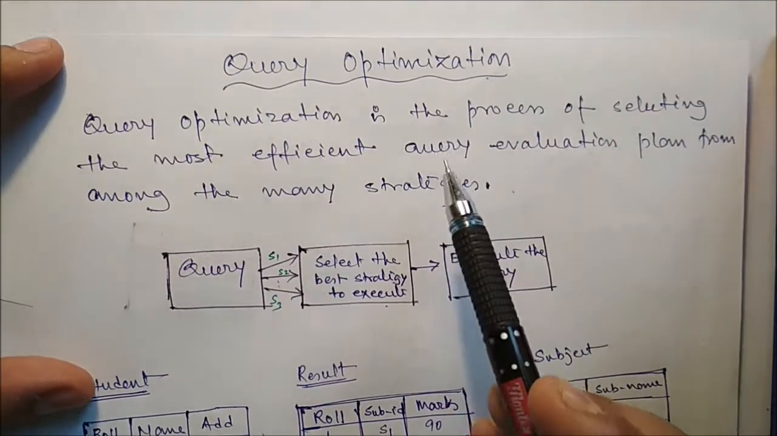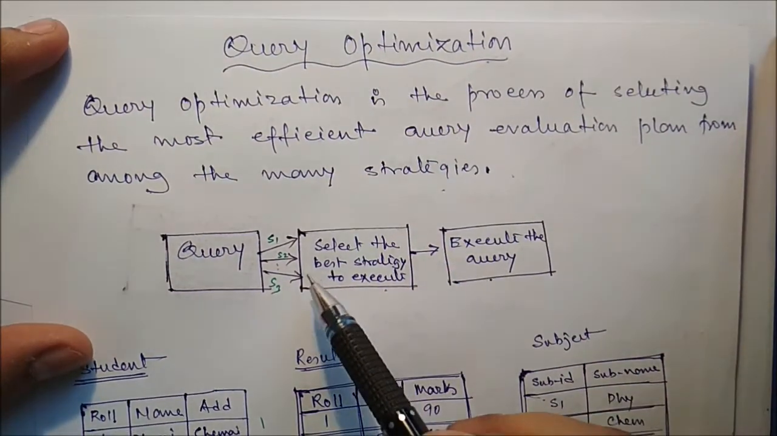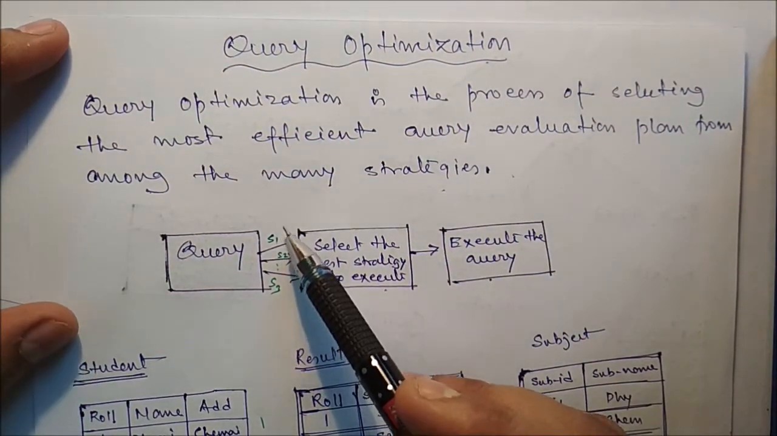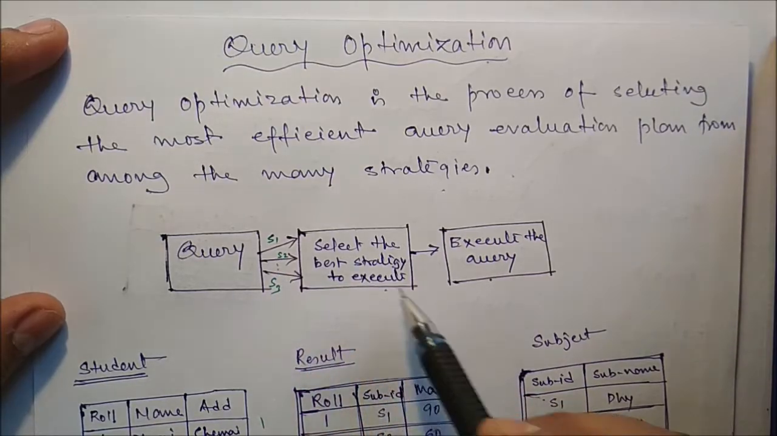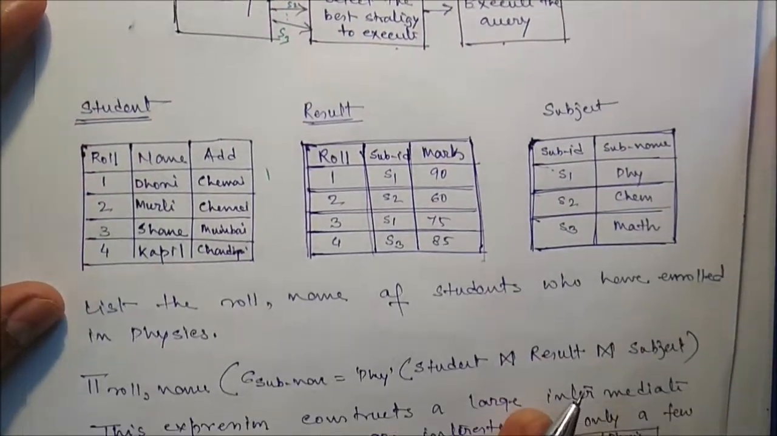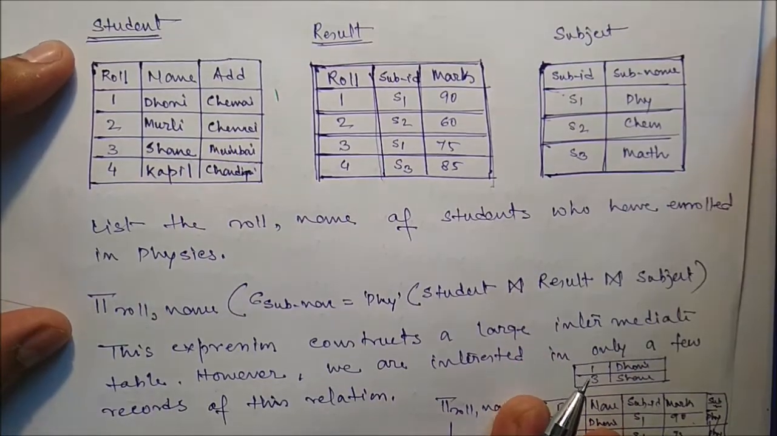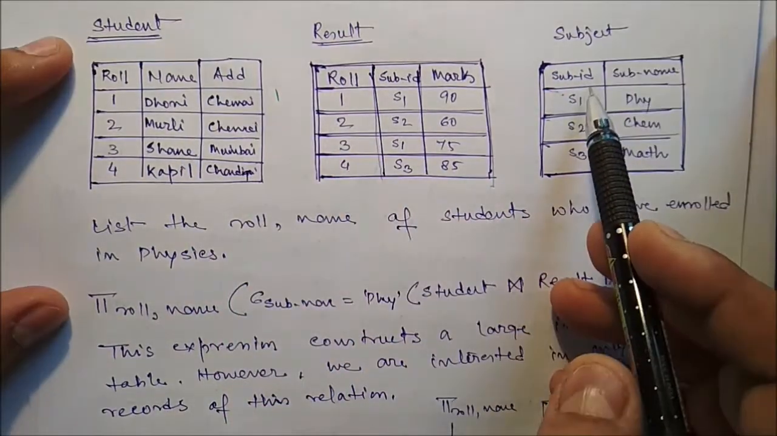So the task of query optimization is what? Select the best strategy for a single query and execute it. Now we can explain it using a simple example. Let us say we have three tables, the student table, the result table and the subject table.